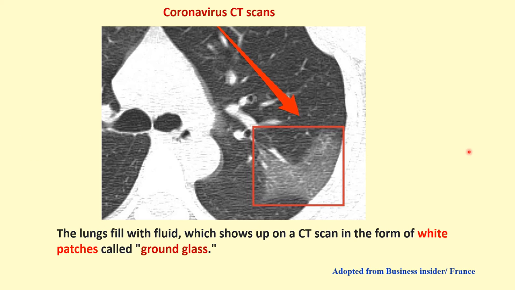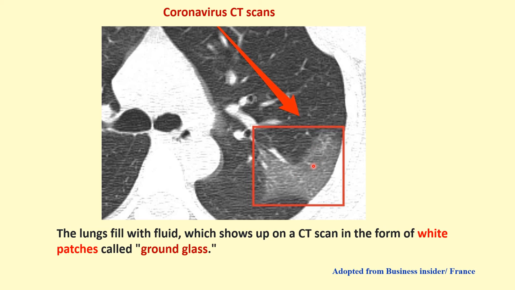What you see here in this slide is a coronavirus chest CT scan. This is the CT scan of the lung, and you can see what we call white patches or ground glass. Why do we see white patches or ground glass in the CT scan of the lung in coronavirus COVID-19 infected individuals? Because the lung is filled with fluid. Because the lung is filled with fluid, it will show up on the CT scan in the form of white patches, which we call ground glass.